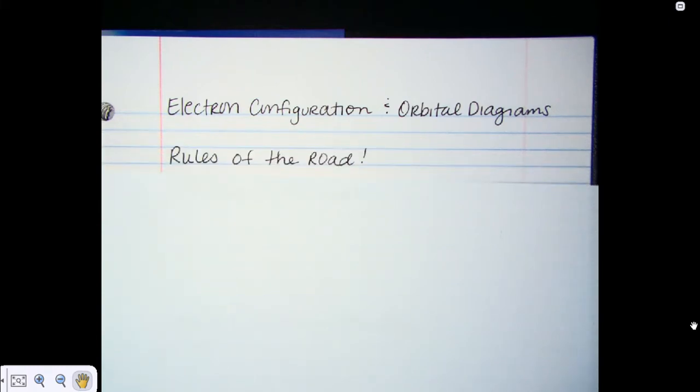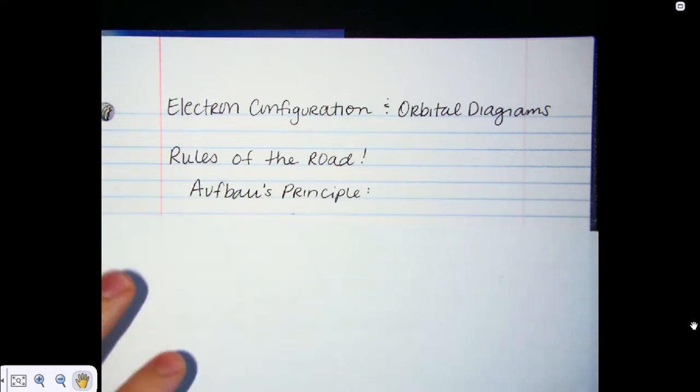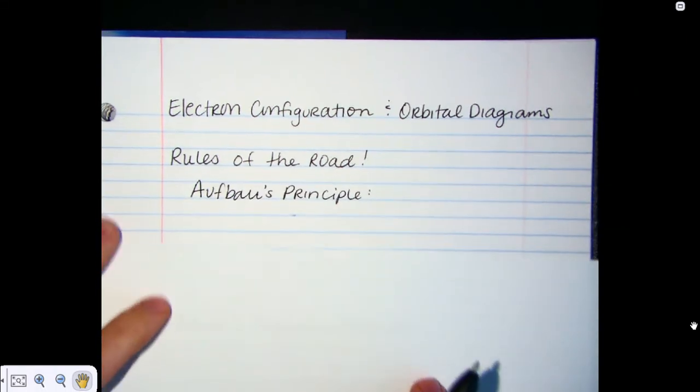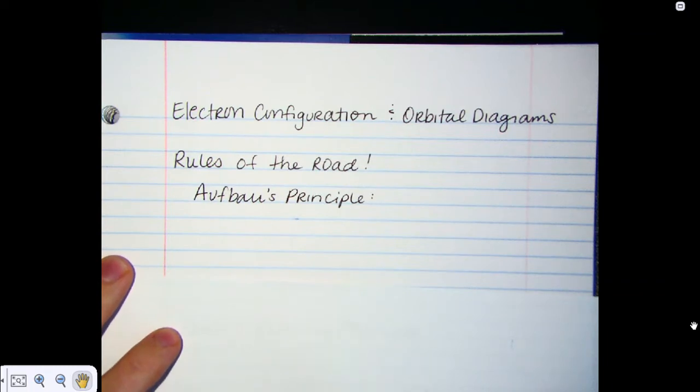What rules govern where the electrons can be? Because they don't just fill those levels and sublevels willy-nilly. There is a rule that governs how those electrons are put in. Actually, there's 3 of them. So we're going to start first with Aufbau's principle. Aufbau's principle tells us that the electrons are added one at a time to the lowest energy orbital available.